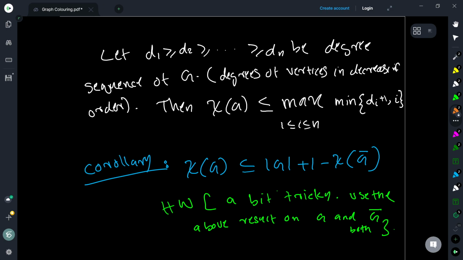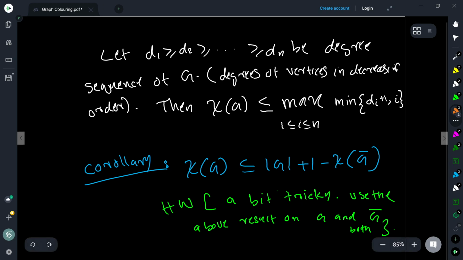So again, take it as a homework, but it's a little bit tricky. So use the above result that we have just mentioned on the degree sequence, right? And then try to use this argument on both G and G bar, the complement. And then once you use these results from both G and G bar, and with some manipulation, you should be able to come up with this identity. Of course, there are other ways to prove this, but this will be a nice way to think about this. Okay, so pick up these questions.